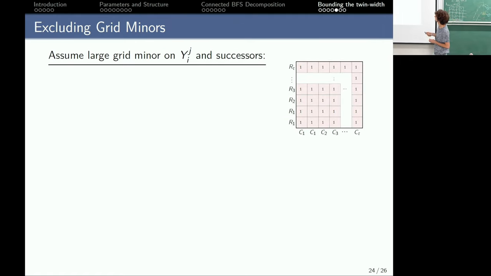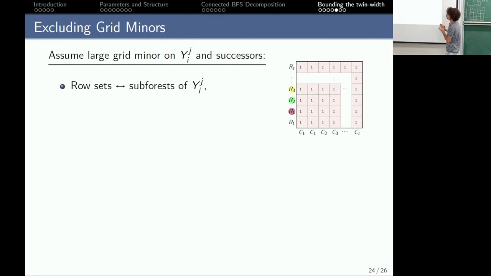So to conclude, you are in a very local setting. You have one component, you have its children, and they can have arbitrarily large grid minors. So the idea is that you take one of these minors and you do a slightly more complicated version of what we did for trees. The row sets of your grid minor, as we have shown, will be sub-forests of your component ordered by a DFS. So it's exactly as it is here, except we only consider one part. And so we can say that the rows here correspond to zones ordered by a DFS.